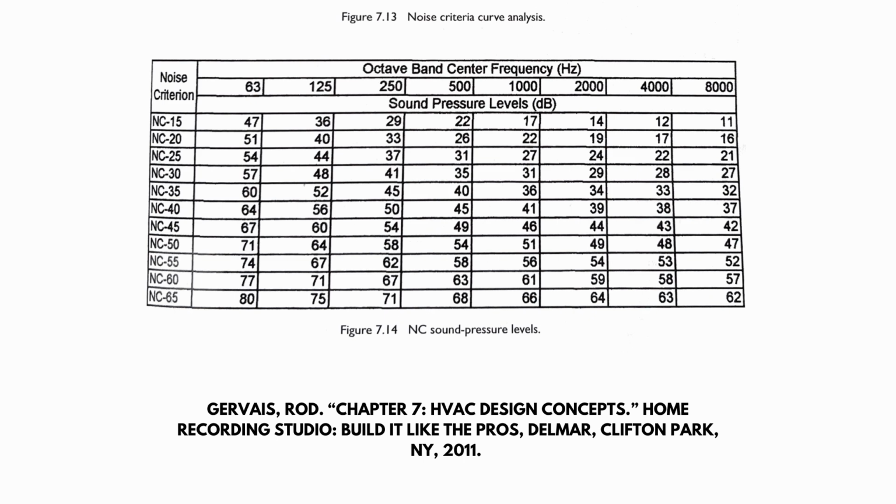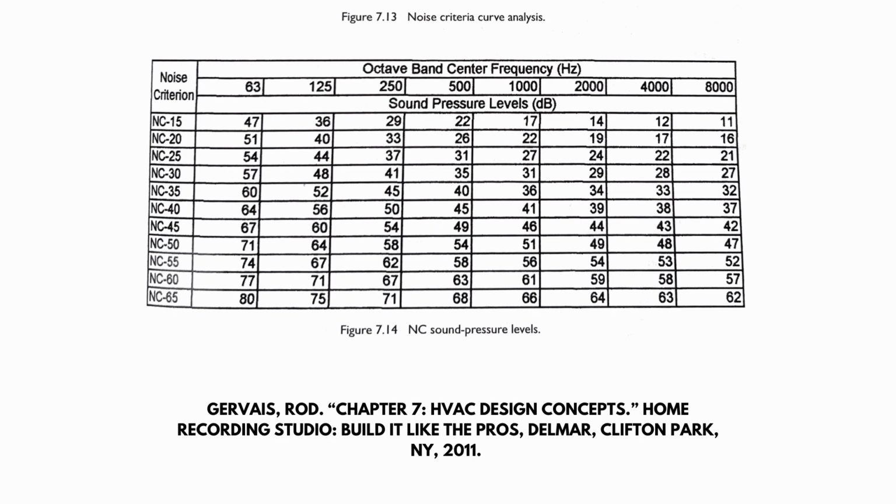So at the bottom end of the chart, we have 63 hertz, which is in the lower frequency range, and then we go up to 8,000 hertz, which is in the higher frequency range. Now, if we look at NC 15, we'll notice that at 63 hertz, we want to get a range of around 47 decibels as our maximum for that frequency. And then at 125, it goes to 36, 250 goes to 29, 500 goes to 22, and so forth. You'll notice that the allotted decibel amounts will decrease as we go up in the frequency spectrum.